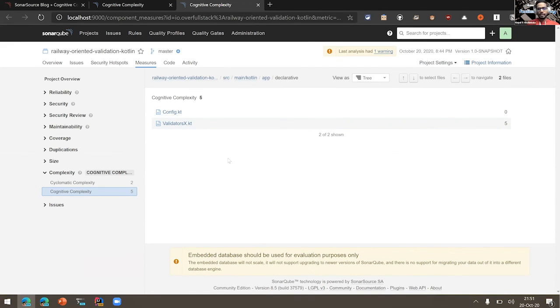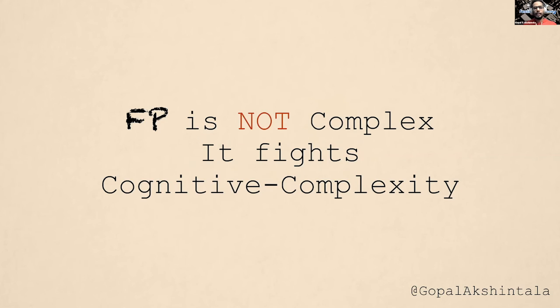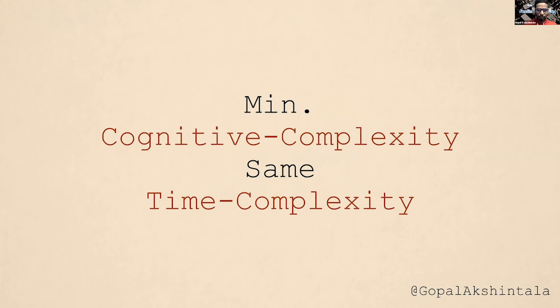And this metric, as I've told, talks about the readability of the code. We fought with complexity and kind of killed it. And with this, I want to make a statement that FP is not complex, it fights cognitive complexity. We got minimum cognitive complexity with the same time complexity. What I mean is we haven't compromised on performance anywhere.